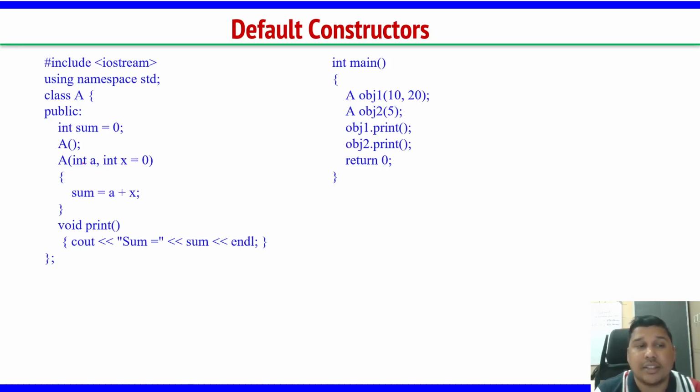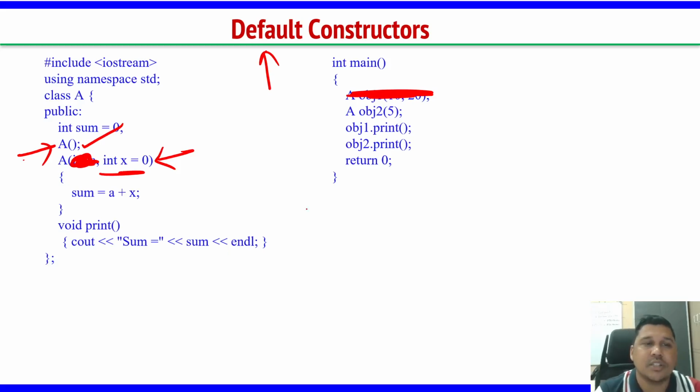A constructor can have no arguments, or it can have some default arguments, and that also can be considered a default constructor. In functions, we have the concept of default arguments. This is the actual demonstration of the default constructors example. I can create a function without any arguments, or I can create a function with some default arguments. So this is an example of default constructors in C++.